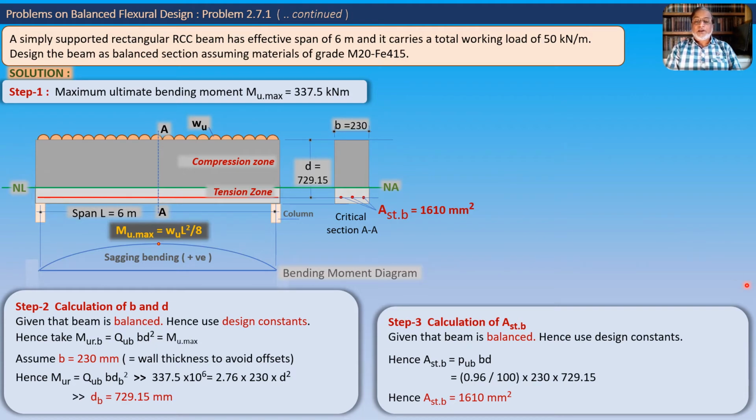So we can put our answer in a nutshell. So the answers are: b, breadth of beam as this, the depth of the beam as this, and this is the area of steel that we have calculated. So these are the answers of the problem. So in this way we have solved problem 2.7.1, in which we have designed a simply supported beam carrying uniformly distributed load as a balanced beam.